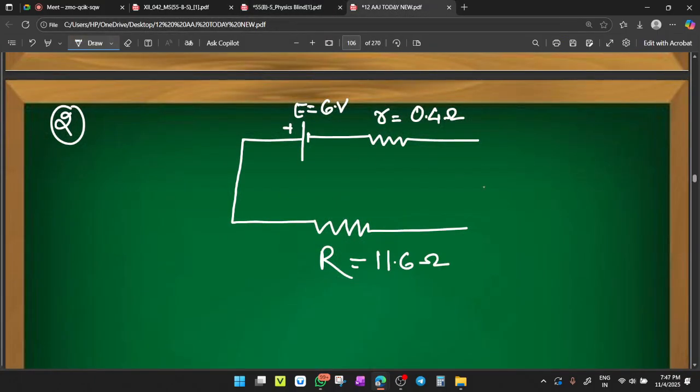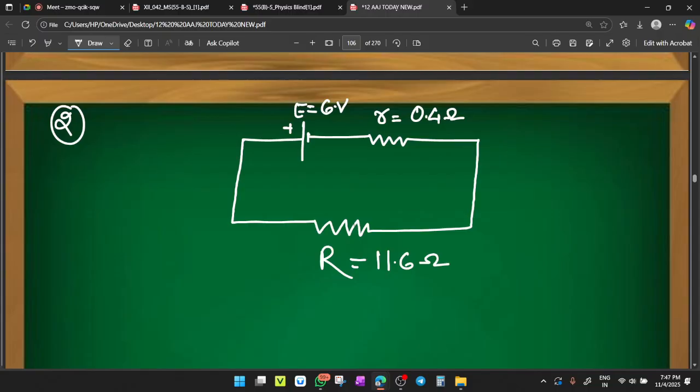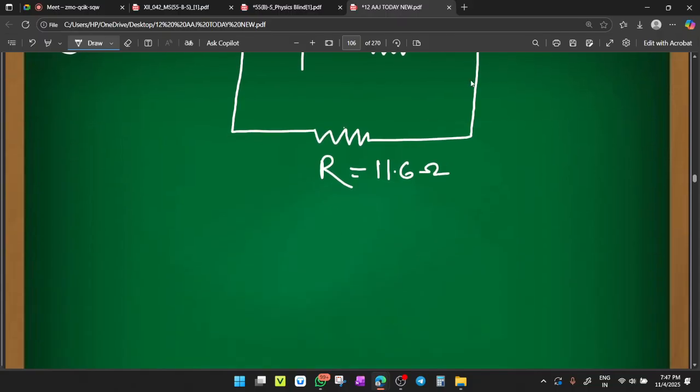And you need to find the amount of power dissipation across what? The power dissipated in the external resistance. So you have to find the power dissipated across this resistance. Find P. What is P?